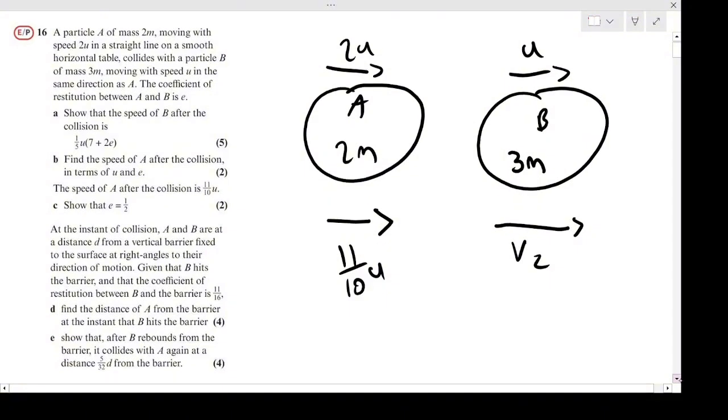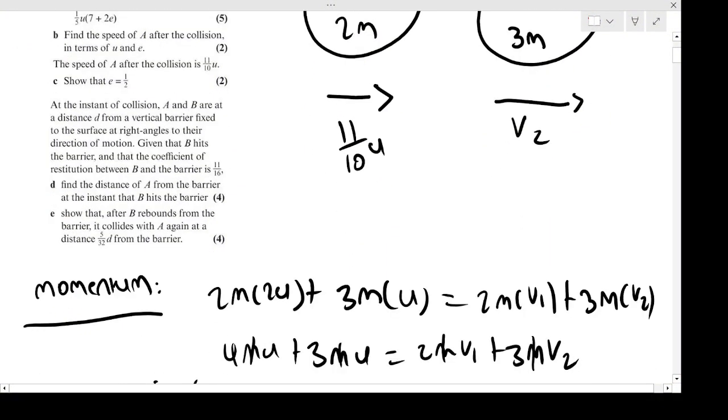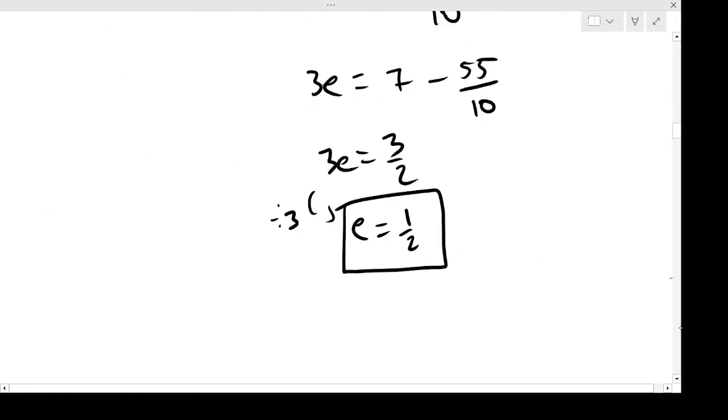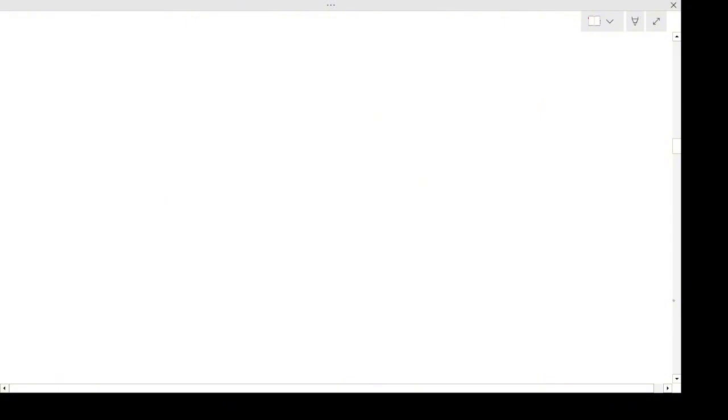Okay, now we're going to look at the wall's business. So we're told at the instant of collision, A and B are at a distance D from a vertical barrier, which is basically going to be my wall. Vertical means it's like a wall. Given that B hits the barrier and the coefficient of restitution between B and the barrier is 1/16, we need to find some distances. But let's not worry about that at the moment. Let's actually draw the situation. Again, you must draw a diagram to help you out here.